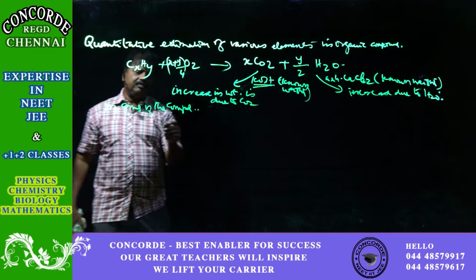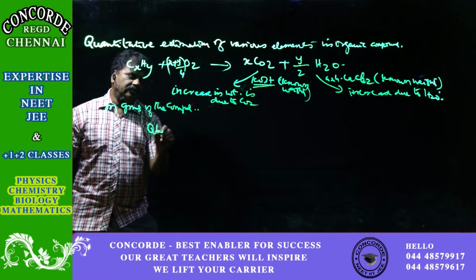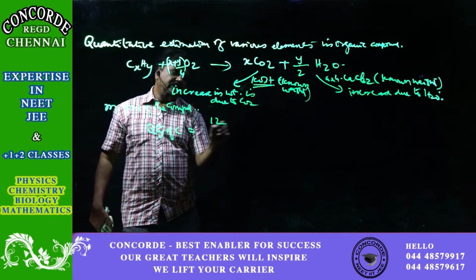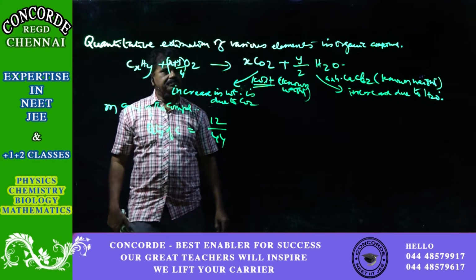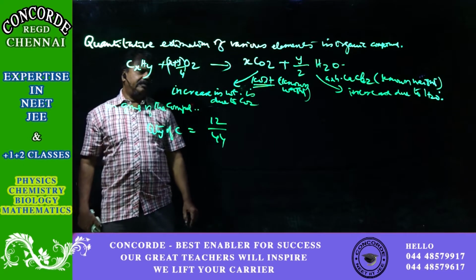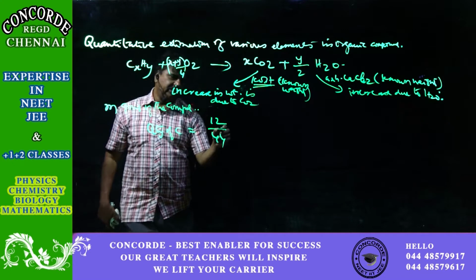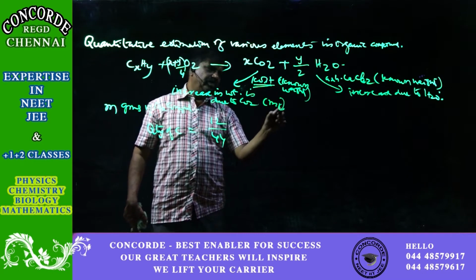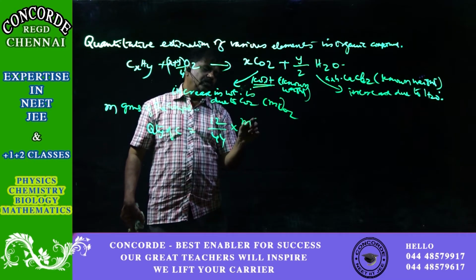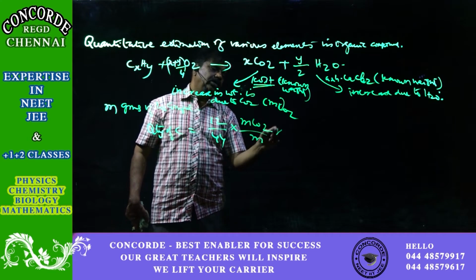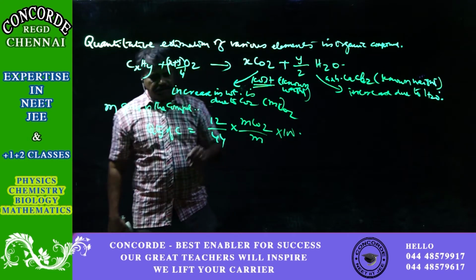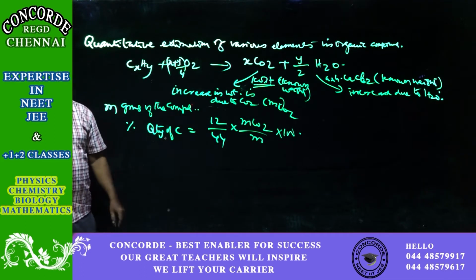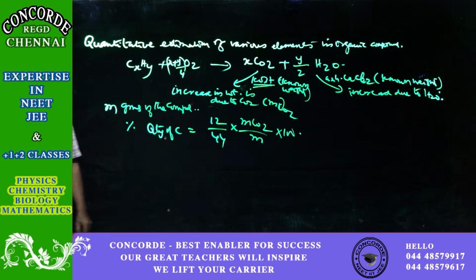The quantity of carbon is equal to 12 by 44 and whatever is the increase in weight. Say for example the increase in weight is M CO2, then 12 by 44 into M CO2 by M into 100 gives the percentage quantity of carbon.